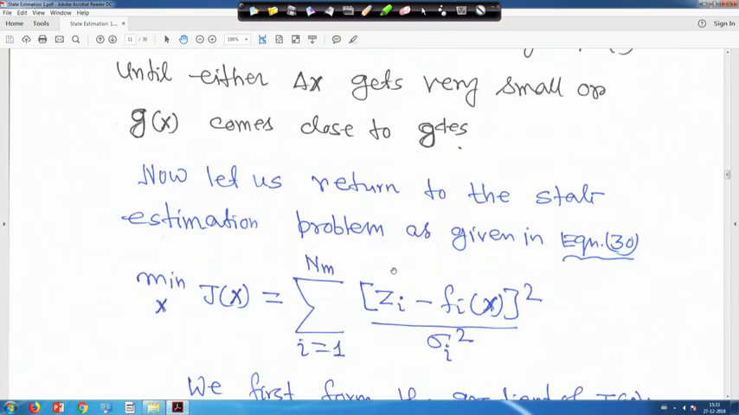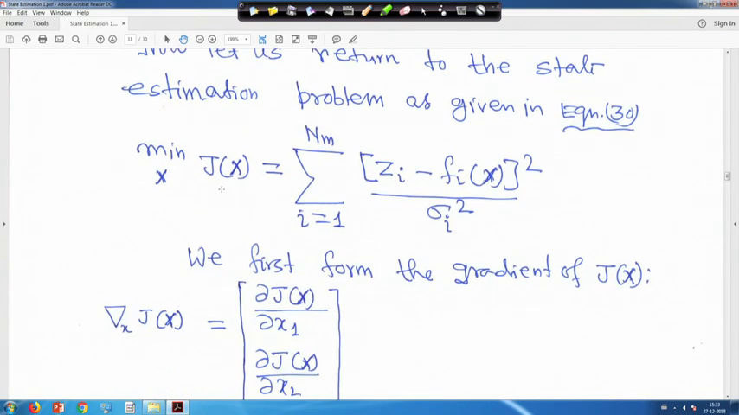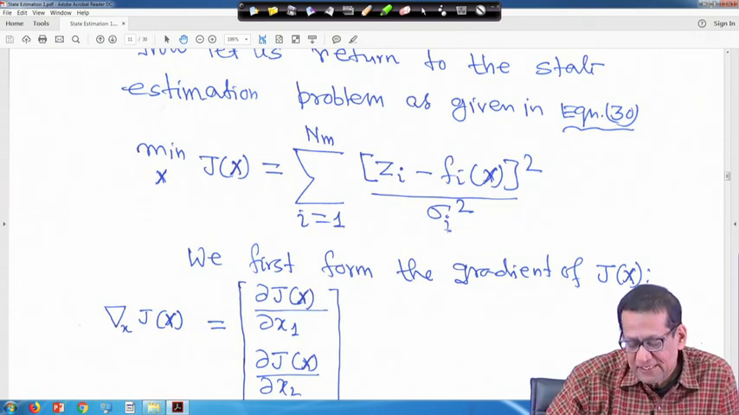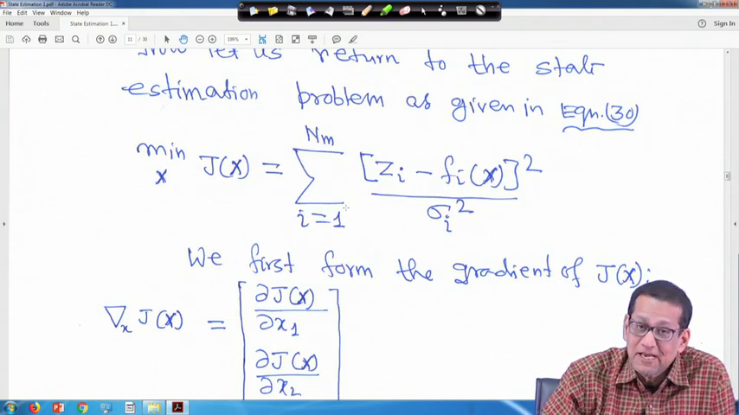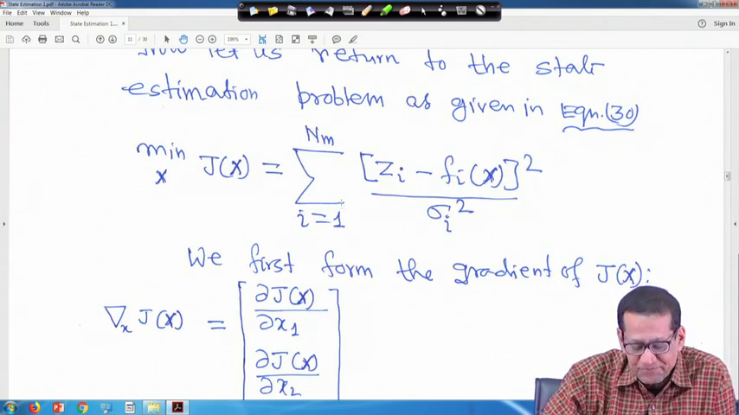Now, let us return to the state estimation problem as given in equation 30. Earlier we have seen that we minimize J of x, the sum from i equals 1 to n m, that is the number of measurements, of z i minus f i of x, whole squared, divided by sigma i squared. I told you once again, why have we divided it by sigma i squared? It is a small question to you, so you will answer it in the forum.